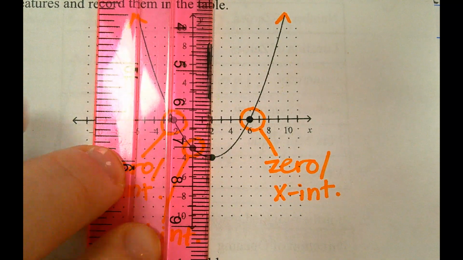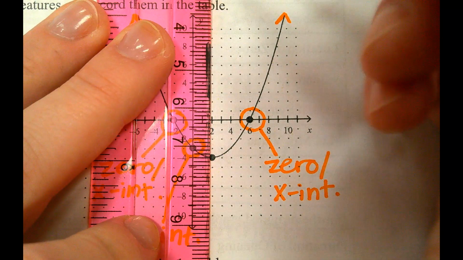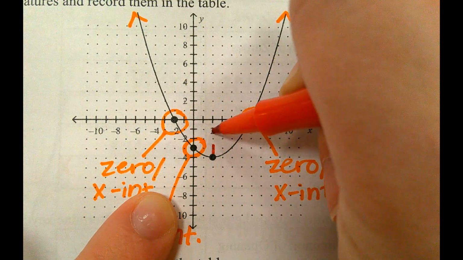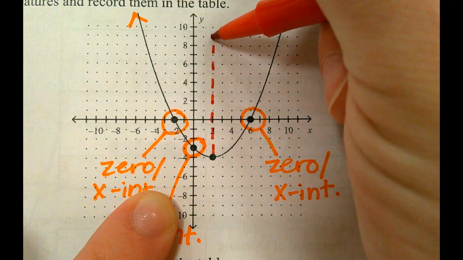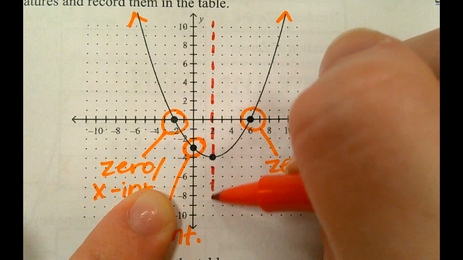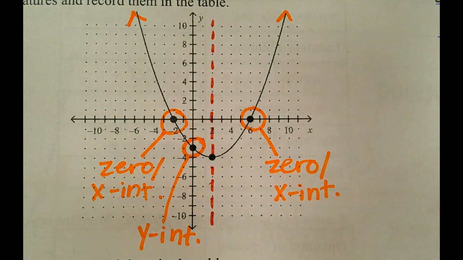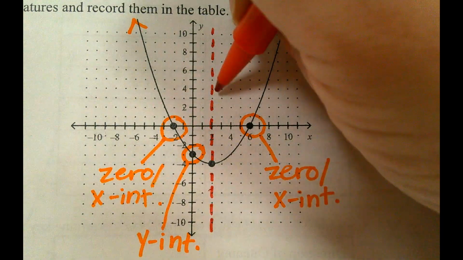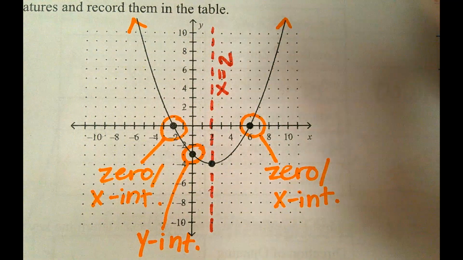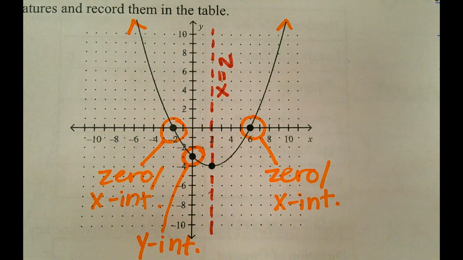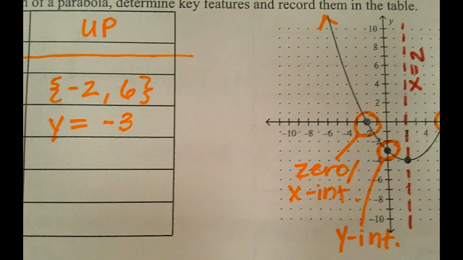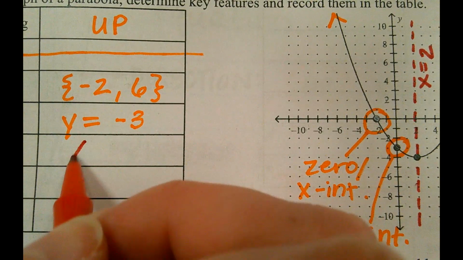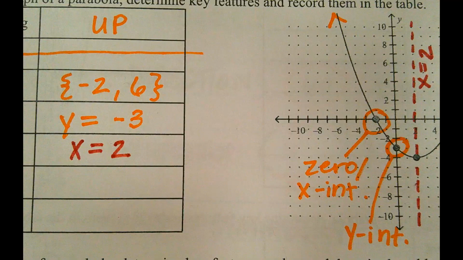So sometimes it helps to be able to see that. I'm going to draw it in. I know right here goes through 2. I'm just going to follow those dots all the way up. All the way down. And it crosses through x equals 2. So that is our axis of symmetry, x equals 2.